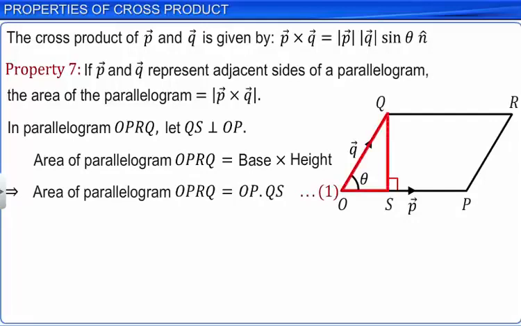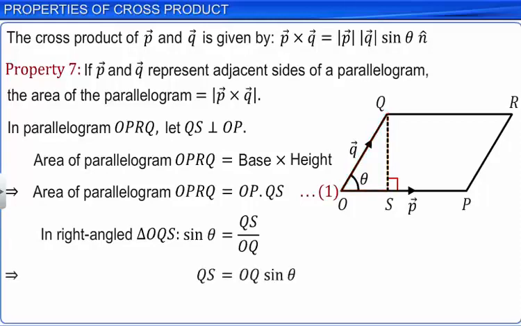From right-angled triangle OQS, we get QS is equal to OQ sine theta, where theta is the angle between sides OP and OQ. Let us substitute this value of QS in equation 1.